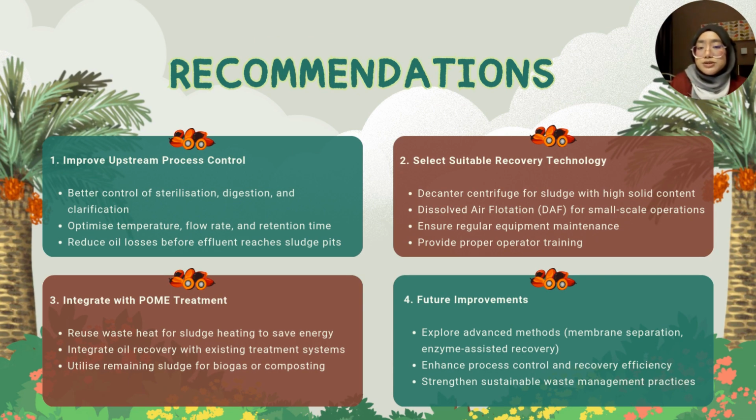Several recommendations can be made to improve oil recovery efficiency. First, better control of upstream processes such as sterilization, digestion, and clarification is important to reduce oil losses before reaching the sludge pit. Second, suitable recovery technology should be selected based on sludge characteristics and operational scale, with proper maintenance and operator training. Third, integrating oil recovery with the existing POME treatment system and utilizing the remaining sludge for biogas or composting can improve sustainability. Finally, future studies should explore advanced recovery methods such as membrane and enzyme-assisted technologies.